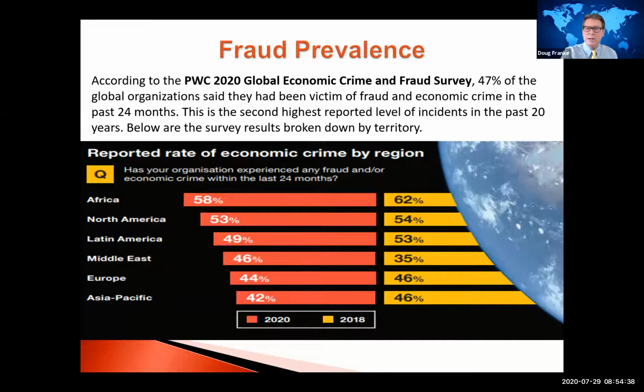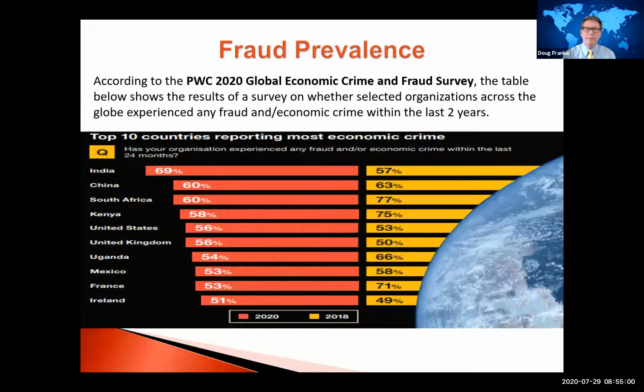But you can see here that it's not just Africa. Everywhere there's fraud. North America, which is, of course, Mexico, Canada, and the US. Now, this is reported fraud, and as we know, everyone doesn't report fraud. So you might want to assume that there's more fraud than even people are reporting. It's significant.